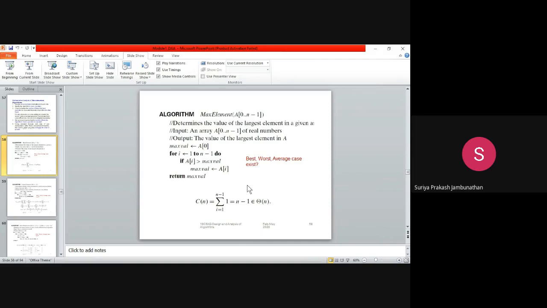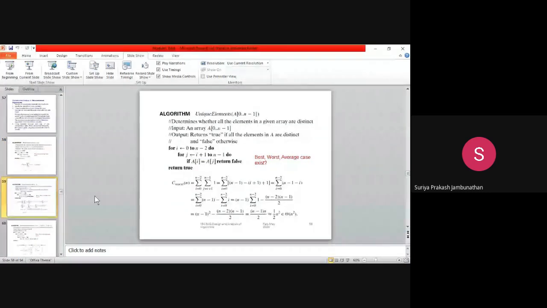So next to this, we have the second algorithm. The second algorithm identifies the unique elements in the given array. We have to check whether the array has duplicate values. For example, array size is 5. Let's take the same array size.